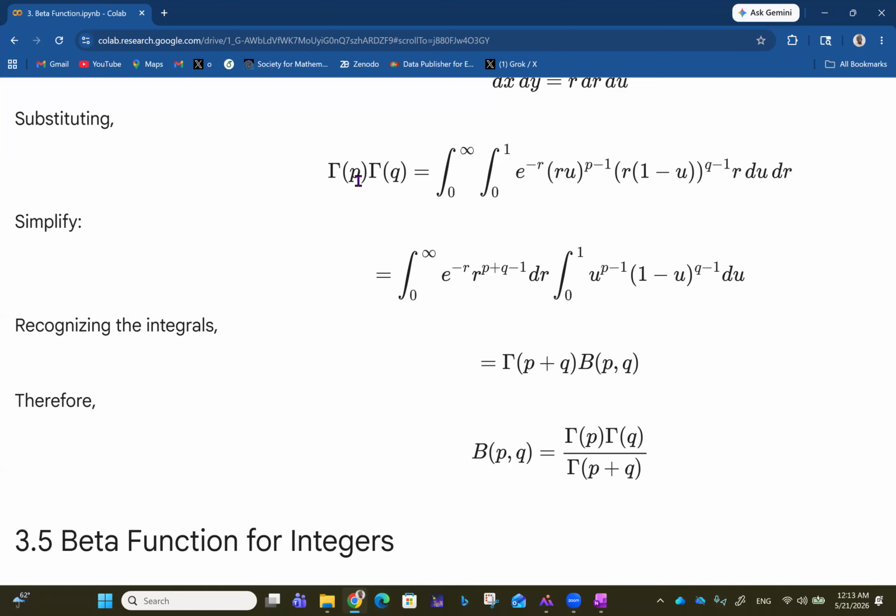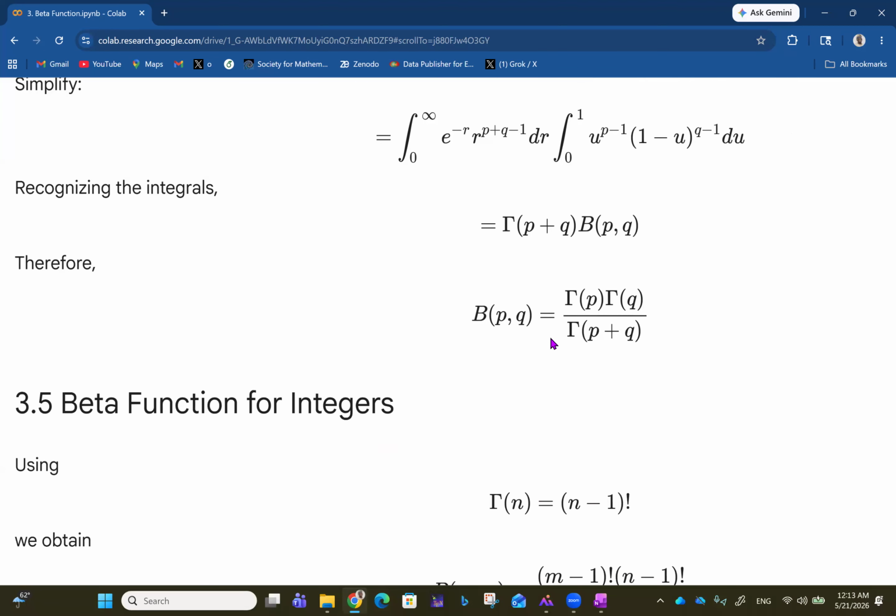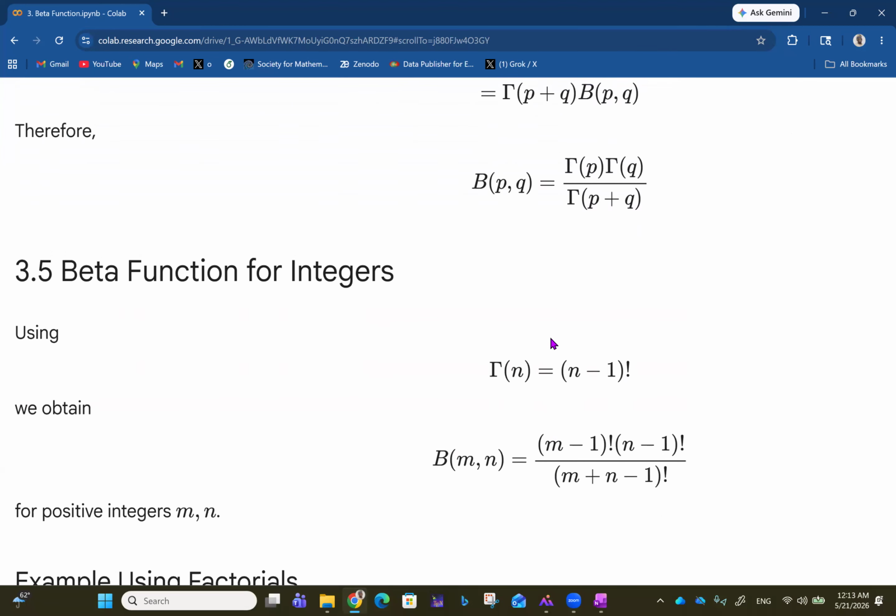So starting with gamma p, gamma q, you end up with gamma p plus q, beta p comma q. So if you make beta p comma q the subject, you then have gamma p gamma q all over gamma p plus q, like that. So that's the connection we see between the gamma function and the beta function. So let's talk about the beta function for integers.